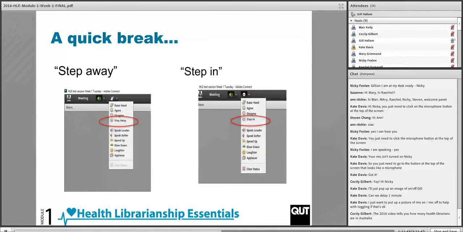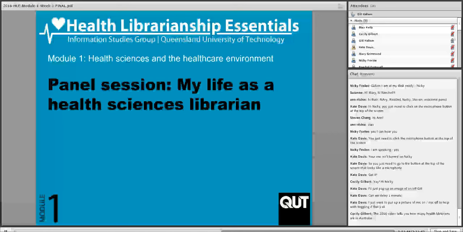Okay, we are in the panel session, and we've got 45 minutes. First of all, let me introduce our wonderful panel members. Stephen Chang, he's librarian with Western Health Melbourne. Rachel Damerel is Senior Liaison Librarian with Flinders University, with the Faculty of Medicine, Nursing and Health Sciences. Nikki Foxley is with us from Queensland, with the University of Queensland, based at the Herston campus, and she is manager amongst the faculties of Medical and Biomedical Sciences and Health and Behavioural Sciences, which is a huge mouthful.